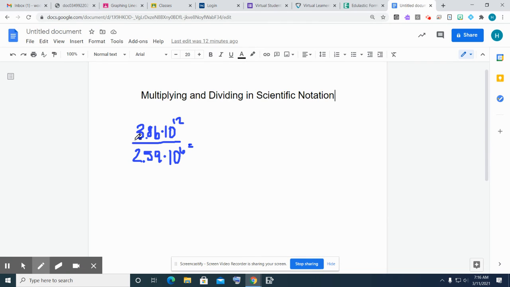All right, guys, so we have 3.86 times 10 to the 12th divided by 2.59 times 10 to the 6th. So again, we're going to pull those coefficients to the front and divide them. And for our power of 10, we're going to keep the base, and we're subtracting our exponents. Remember, it's top number minus bottom number.